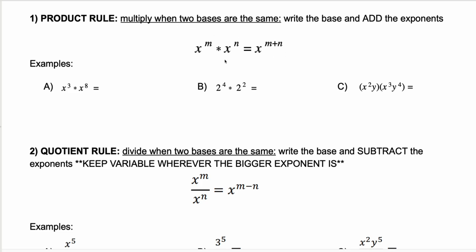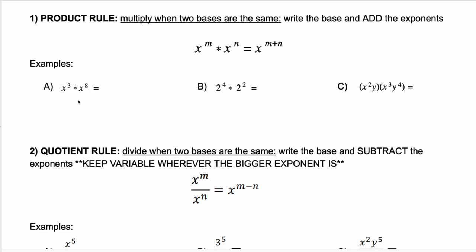So if we look at this example right here, this is the general rule of this. We have x raised to the m power times x raised to the n power. Because these two bases are the same, they are both x, and they are being multiplied to each other, that means we can add the exponents together. So if you see, we write the same base, we do not change the base at all, and then we put the exponent of m plus the exponent of n. Now, if they are numbers, then we can actually add those together. So let's use that rule to do these examples.